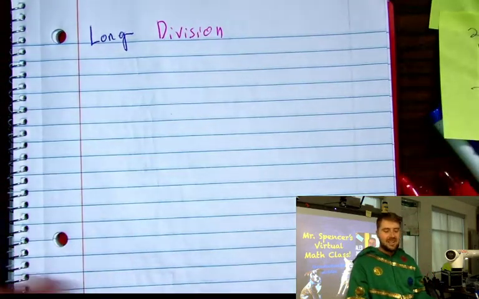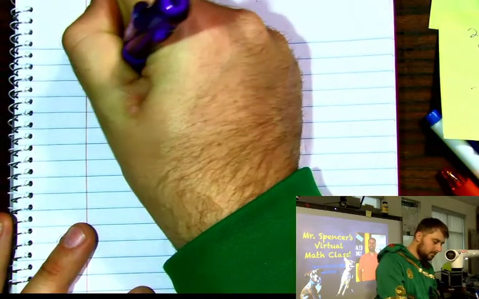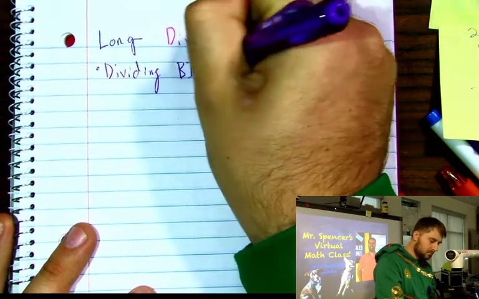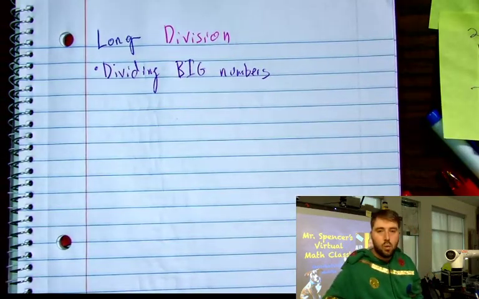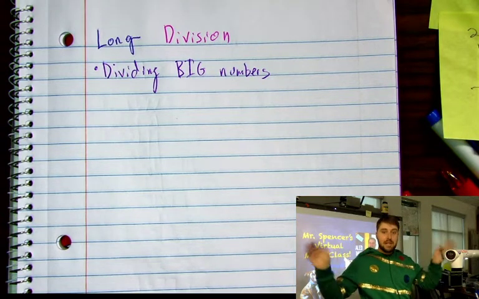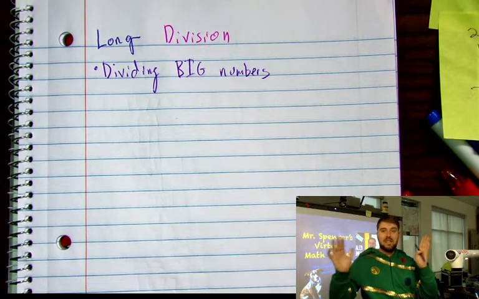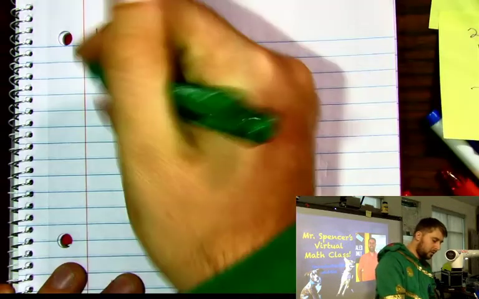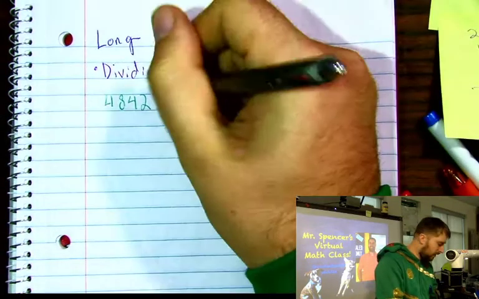And what is long division? It is the process we use to divide big numbers. Now, later on, we'll start dividing some big numbers by big numbers. But for today and when we start back after winter break, we're going to start by dividing big numbers by 1-digit numbers. So we're going to start with this example number. It is right here, 4,842 divided by 3.